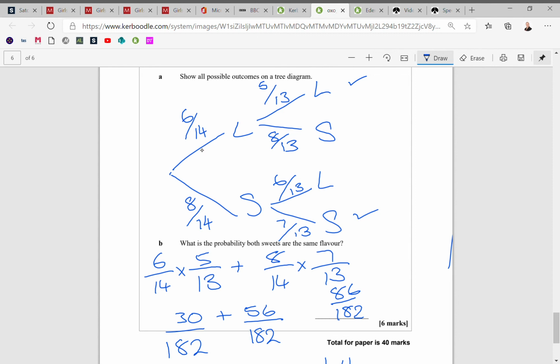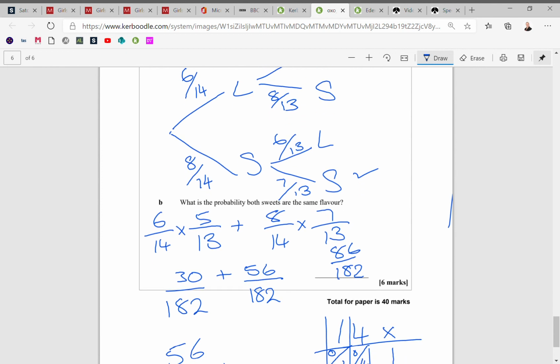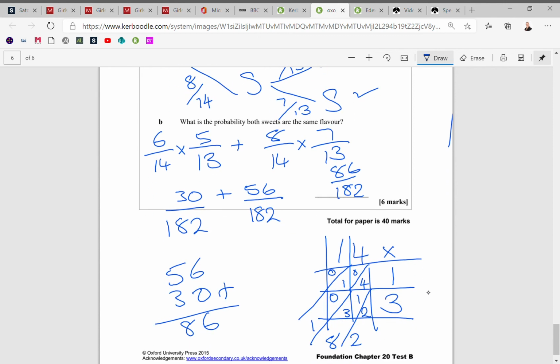So that's 6 over 14 times 5 over 13, added to 8 over 14 times 7 over 13. This is non-calculator. So 6 times 5 is 30, 8 times 7 is 56, 14 times 13, I did it this method here. If you have a long multiplication method, great. If you don't, worry about it, you'll recap it next year, I'm sure.